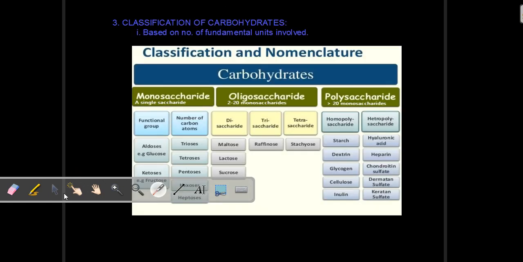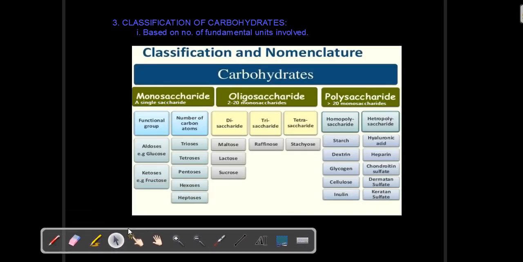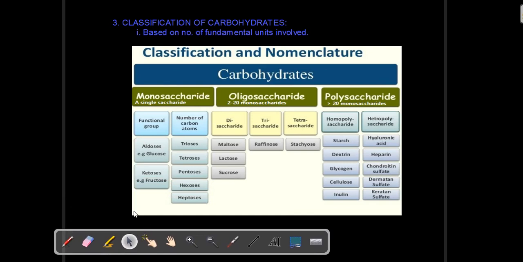Now let us try to understand how we classify carbohydrates. Carbohydrates are classified on the basis of the number of fundamental units they are made up of. For example, the fundamental unit that makes up a protein is known as an amino acid. So amino acids make up proteins. They are the building blocks of proteins. A cell is a building block of a living organism, a multicellular organism or even a unicellular organism.